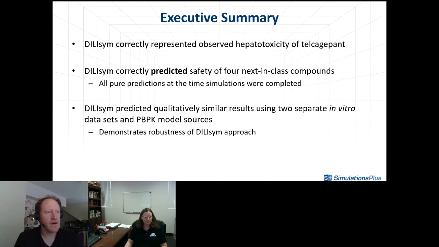Different data sets. We sent them off to Cyprotex and to Sosalvo, our in vitro providers, separately. So they came back with 2 different data sets for telcagepant and 2 different data sets for Nobuyaku Japan. They weren't simultaneous either, right? We sent one out and it came back, and then we sent another one out and it came back, and then we used each one for its particular project. So, a good question.